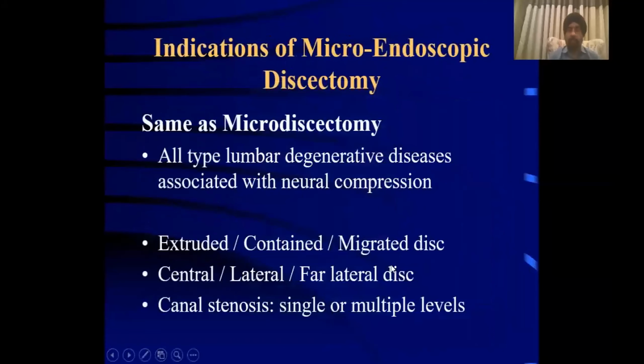The indications of endoscopic microdiscectomy are basically the same as for microdiscectomy. You can use this technique for all kinds of lumbar degenerative disc diseases where you want to perform neural decompression. You can operate on extruded disc, contained disc, migrated disc, central disc, lateral disc, far lateral disc, canal stenosis, single or multiple levels.